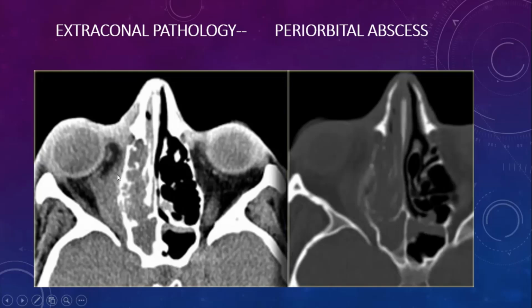Any sinusitis with erosion, with an internal soft tissue component that has gone into the extraconal or into the conal compartment, can also go here, and it will lead to periorbital abscess.